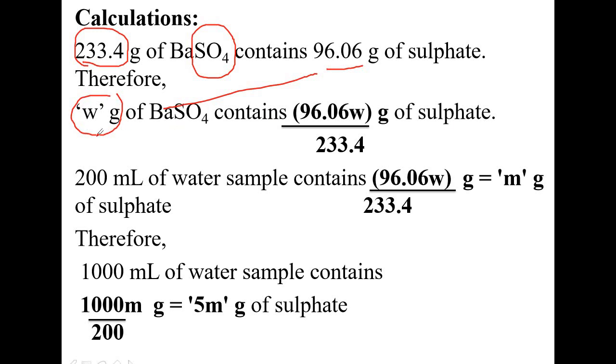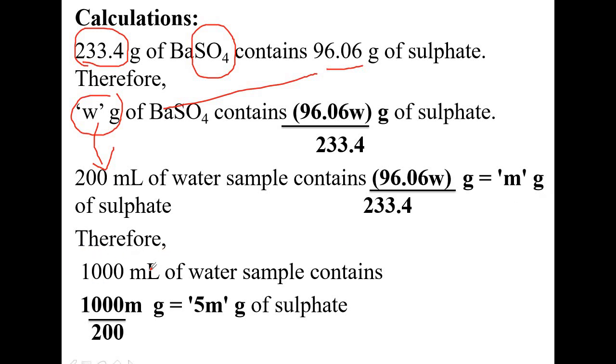W gram you have got in the experiment, and this W gram of barium sulfate you have got when you have taken 200 ml of water sample. So in the beginning you have taken 200 ml of water sample and carried out the entire procedure, and you have got W gram of barium sulfate, and you have calculated that this much gram of sulfate is present. So you can say 200 ml of water sample contains this much gram of sulfate. This entire value we are taking as M. So 200 ml of water sample contains M gram of sulfate.